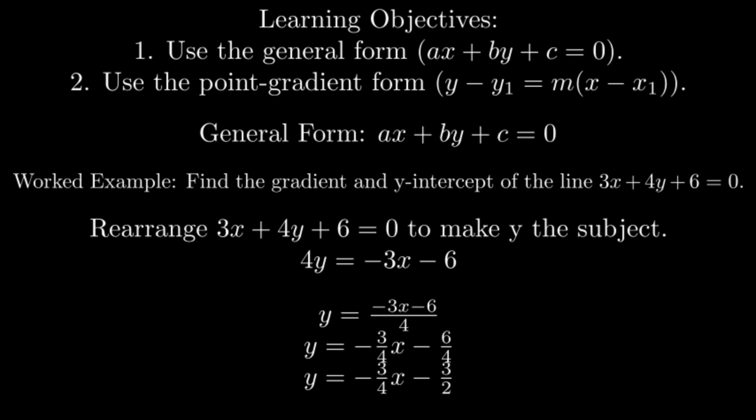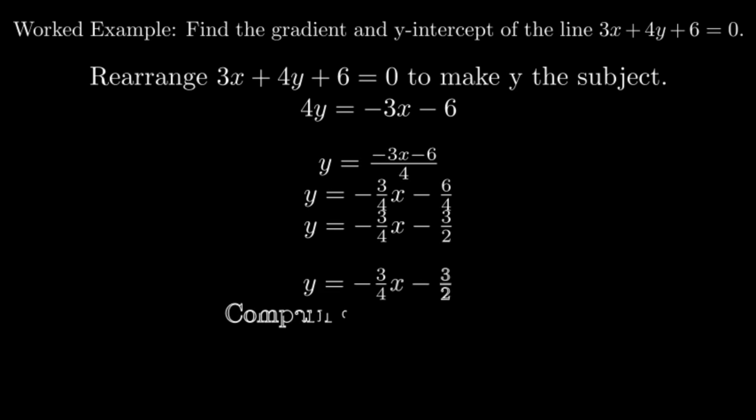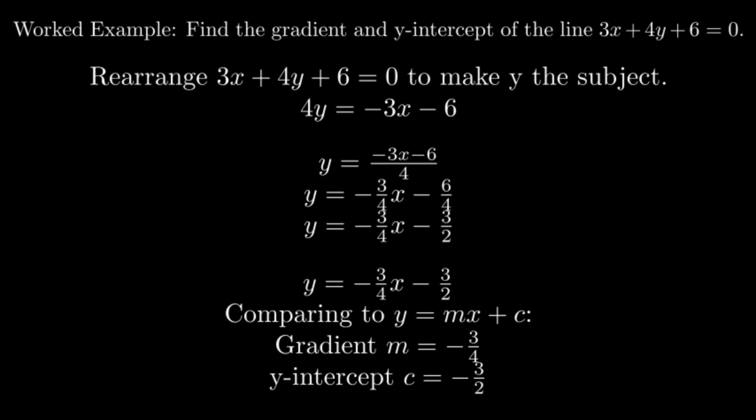Now the equation is in the form y equals mx plus c. By comparing our result to y equals mx plus c, we can see that the gradient m is -3/4 and the y-intercept c is -3/2.